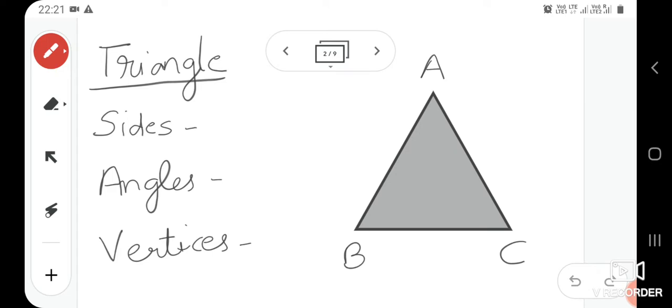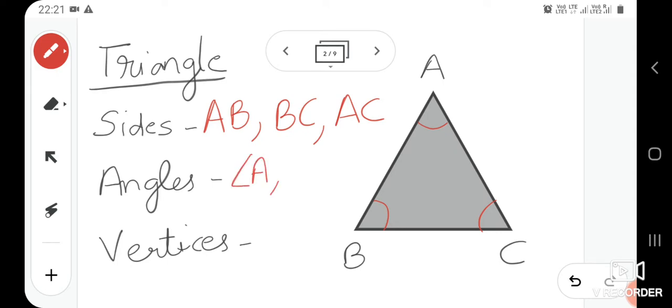You know that there are three sides of a triangle. In this triangle also there are three sides, AB, BC and AC. These are three sides of the triangle. So we can write three sides of the triangle are AB, BC, AC. Similarly, there are three angles of a triangle, angle A, angle B, angle C. We can also write angle A as angle BAC, angle B and angle C.